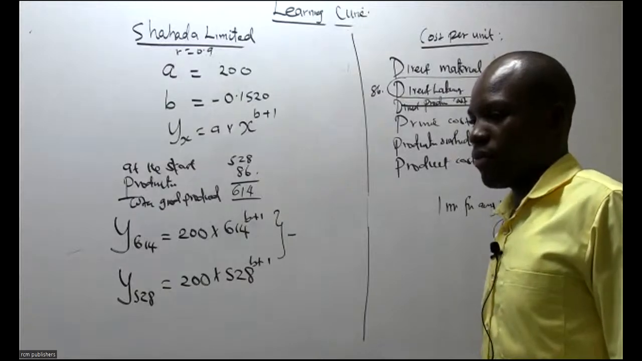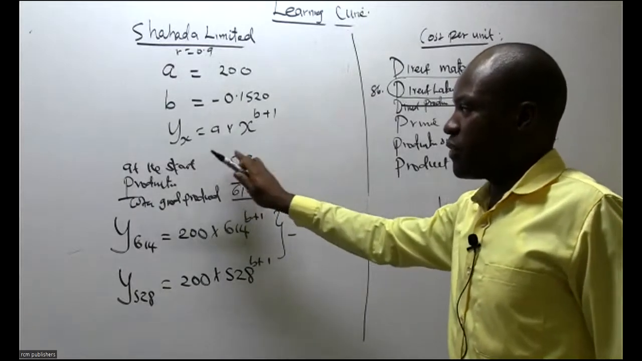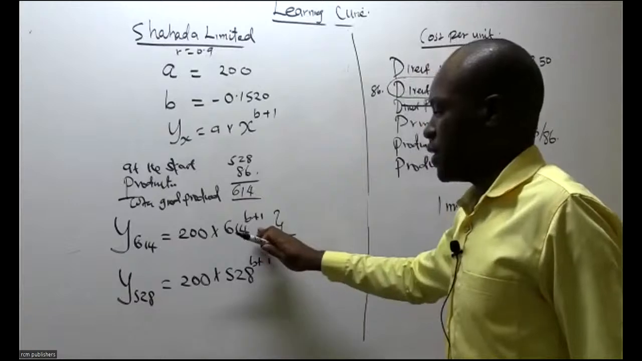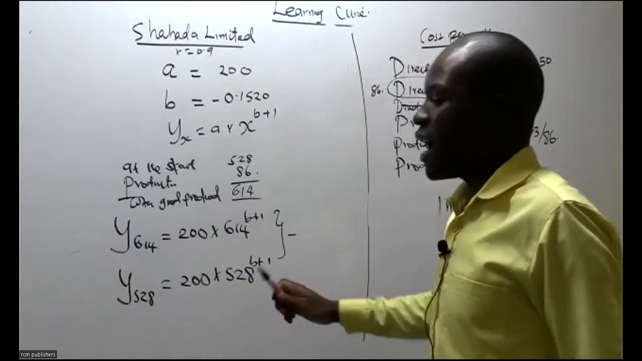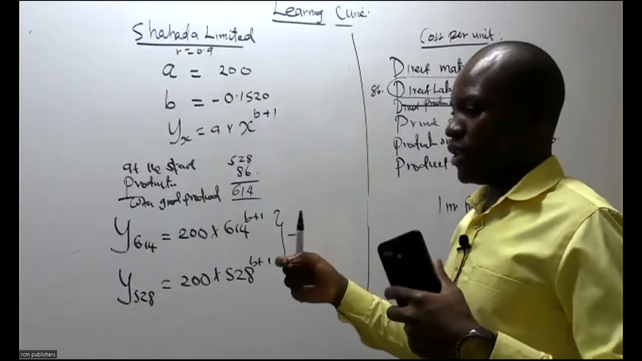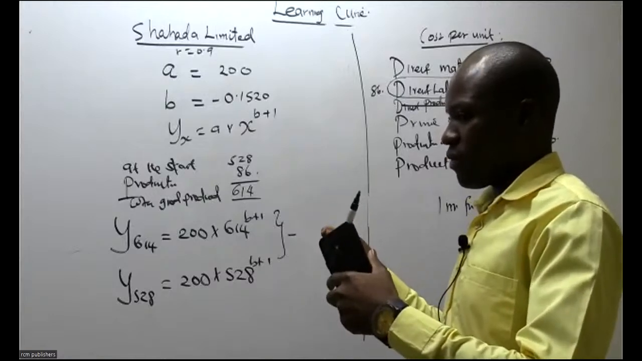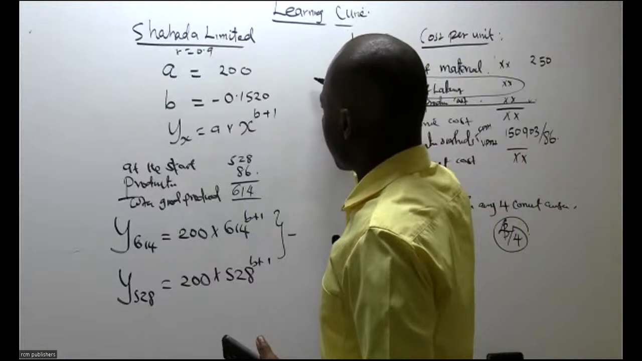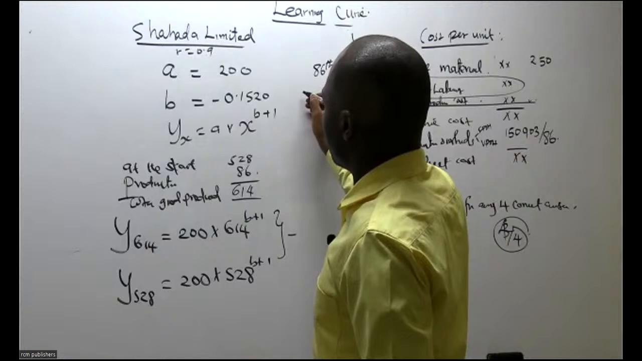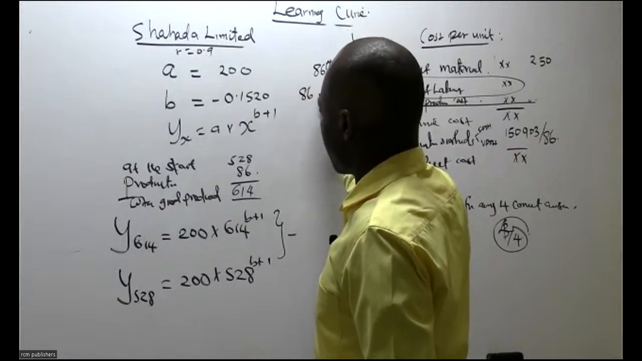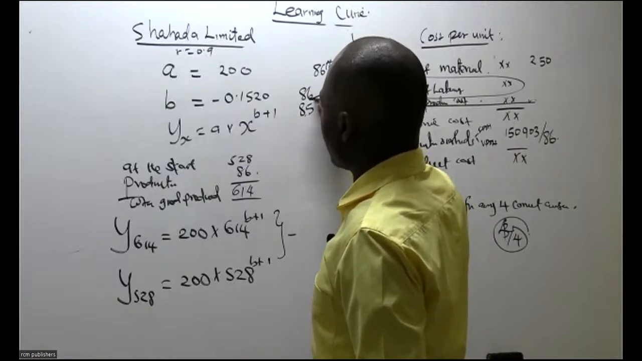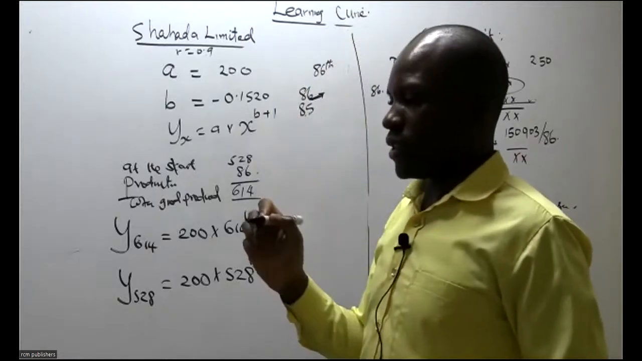As we agree, at the start they had already produced 528. At the end, they have 614. The first 614 is this, the first 528 is this, and in the middle there is a gap. Remember, there's a difference between the 86 units and the 86th unit. If you want to get the 86th, you get the first 86, then the first 85. The difference between the two will give you the cost incurred to produce the 86th unit.